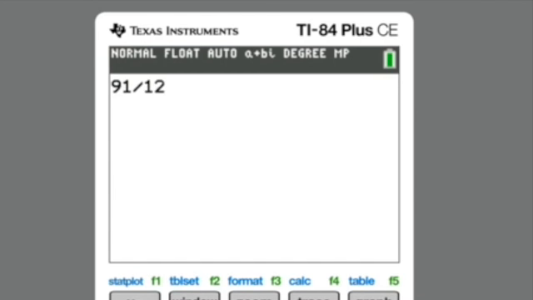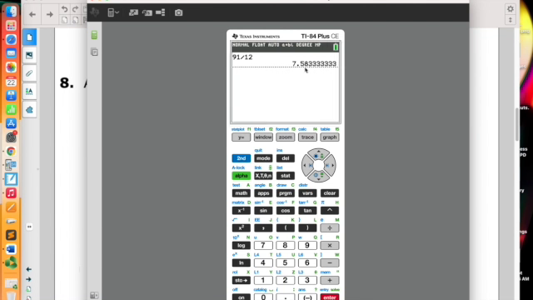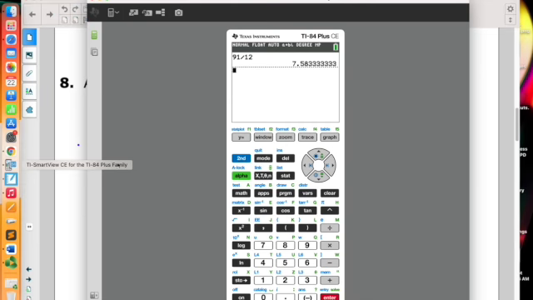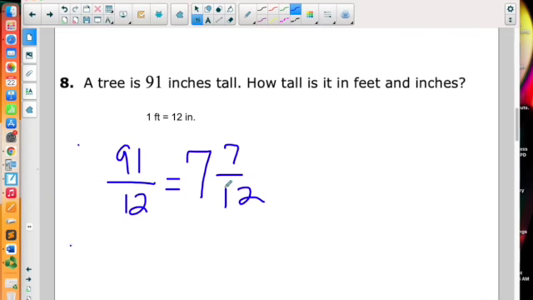So many of us are so dependent on our technology that we would write this decimal down, 7.58333333. But that doesn't tell you anything, only the 7. It tells you that it goes into it 7 times. So if you wanted to use your technology, you could find out, well, what's 12 times 7? It's 84. You would take that 84 and subtract it from 91 and find out that there were 7 inches between that. So 7 feet, 7 inches. Tiny little tree.